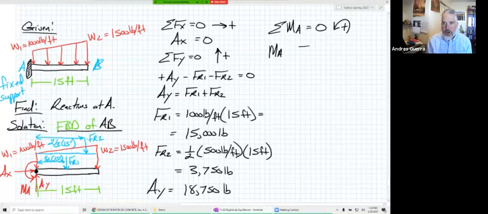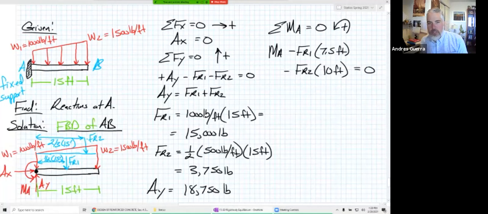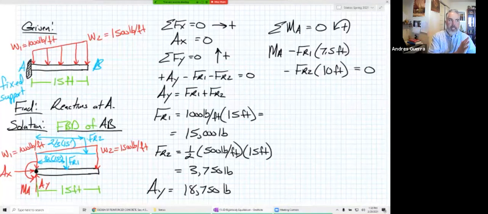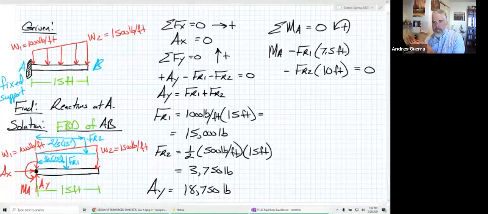Then we have FR1. That is causing negative rotation about point A at a distance of 7.5 feet. We also have a negative FR2 at a distance of 2/3 of 15, which would be 10 feet. And we set that equal to 0. Also notice that I am writing my equilibrium equations with everything on the left-hand side and only 0 on the right-hand side. I save my algebra for the next step.